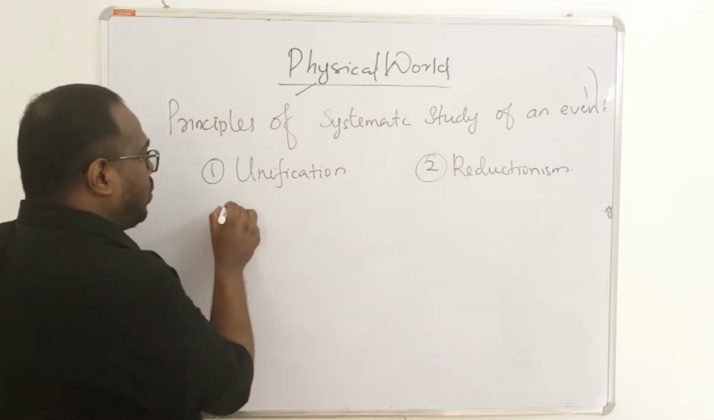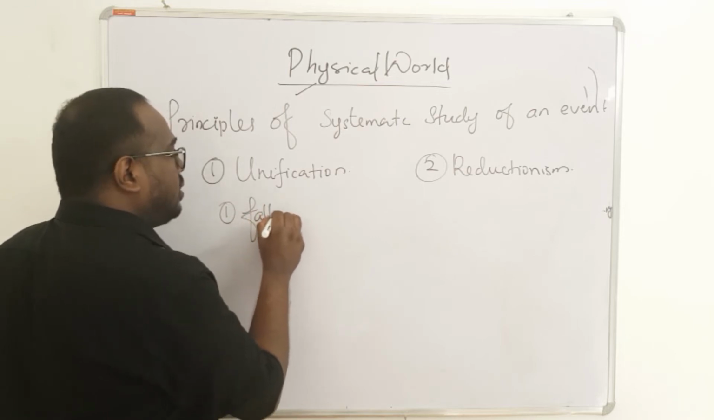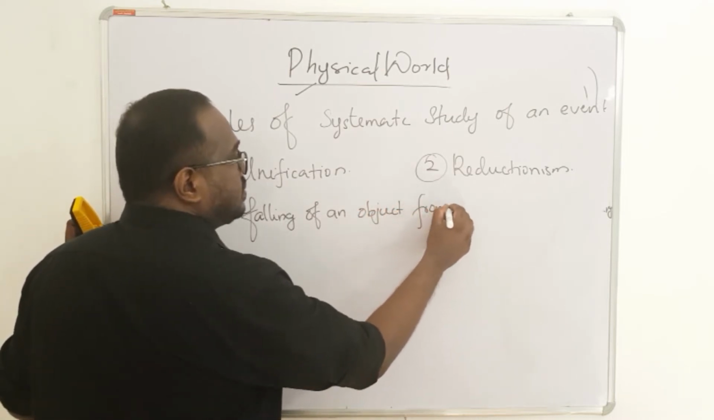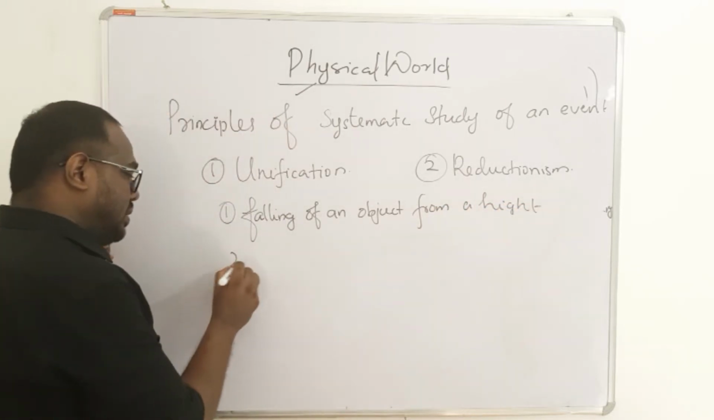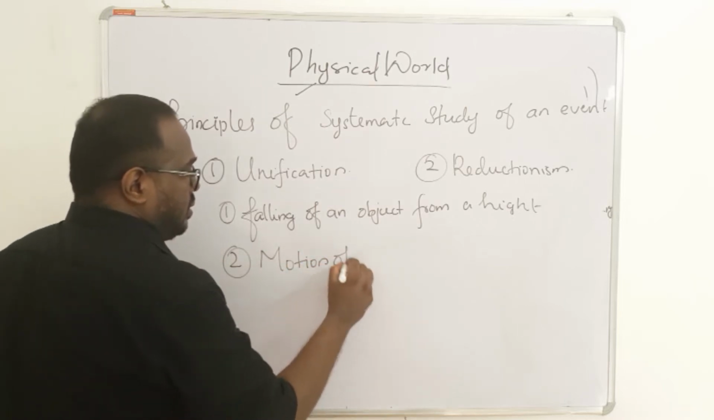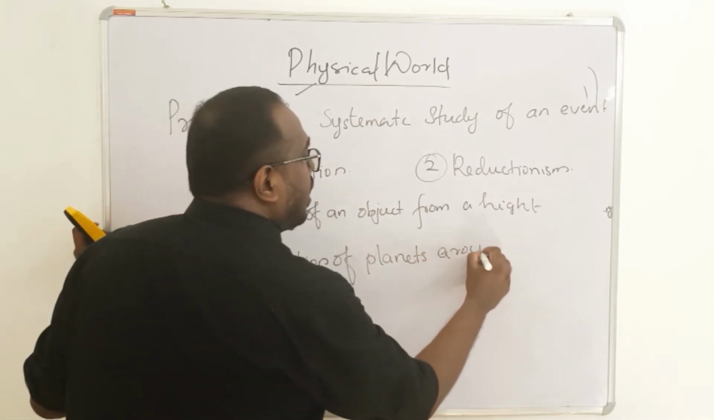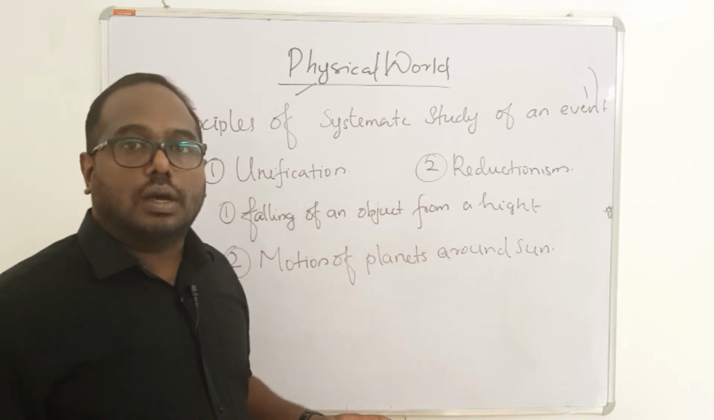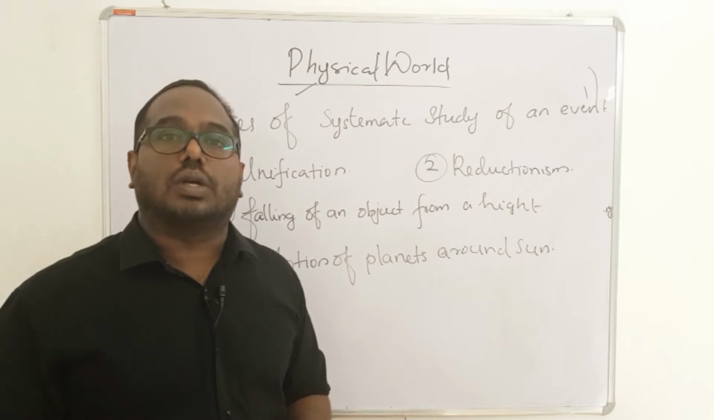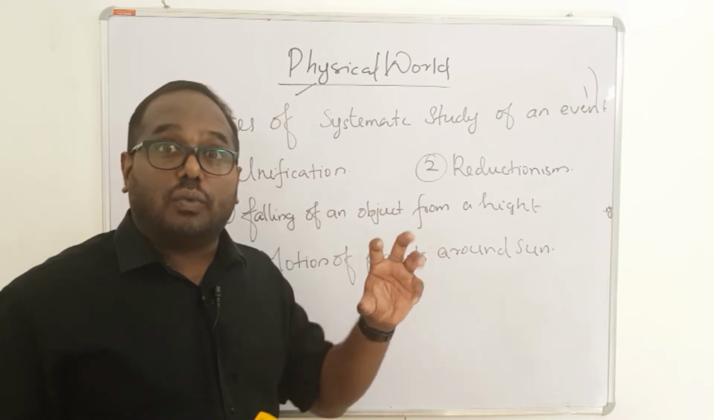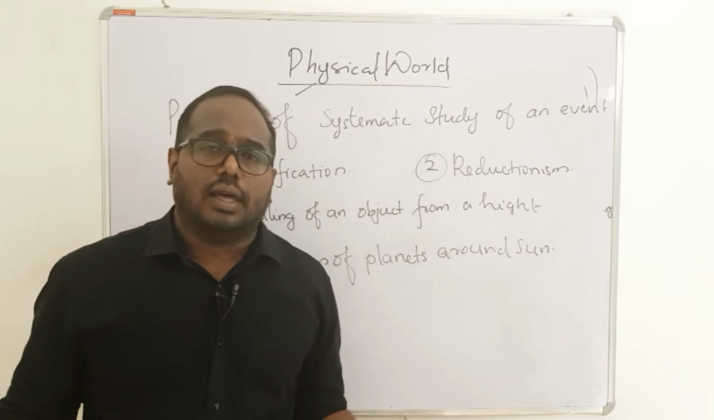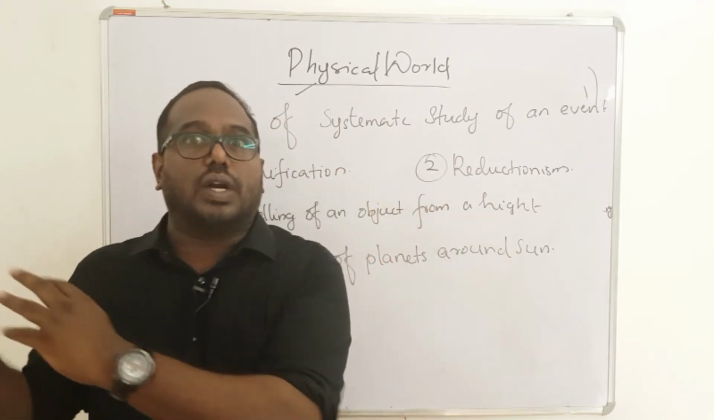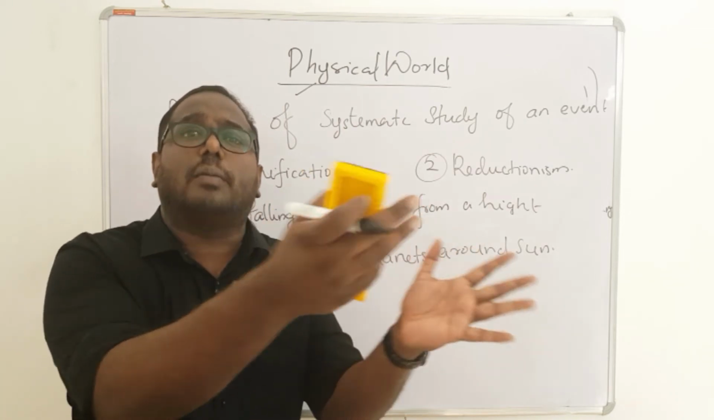For example, consider two events. One is falling of an object from a height, and second, motion of planets around sun. Both these are different phenomena, right? Both these phenomena can be explained by a single law, that is Newton's law of gravitation. Okay, this is unification. Like this, n number of physical phenomena can be explained using one single law. That will make the subject easier. Instead of making 1,000 laws for 1,000 different phenomena, unify it. One law can explain n number of phenomena.